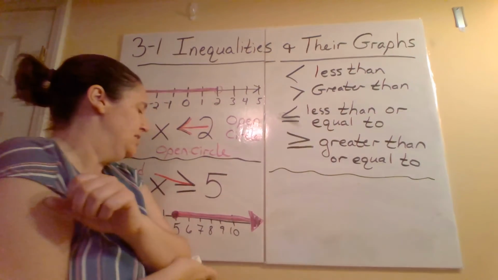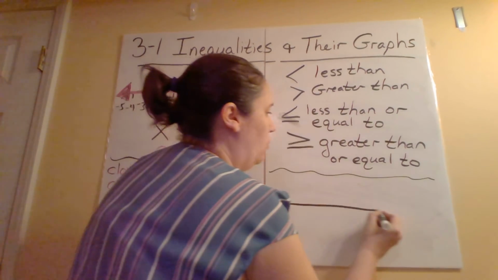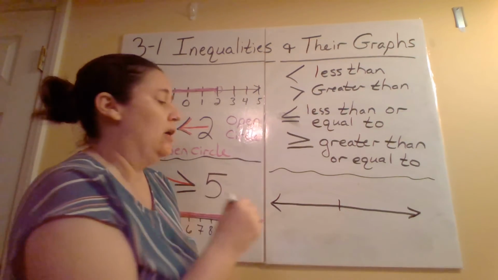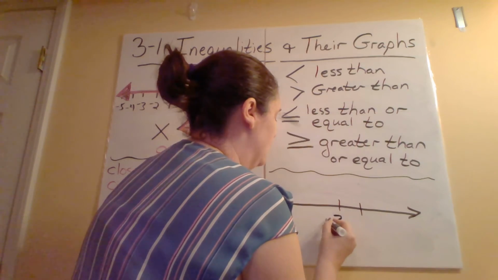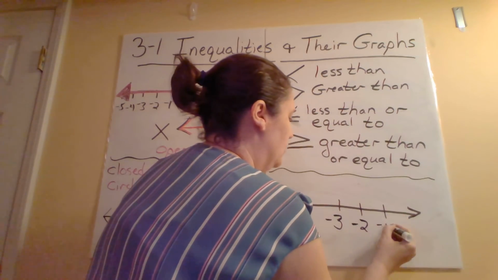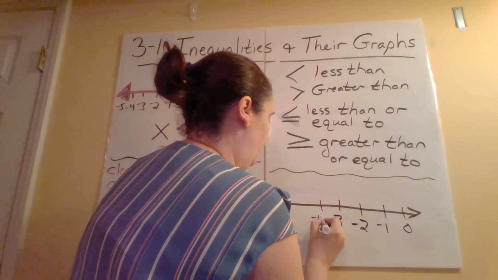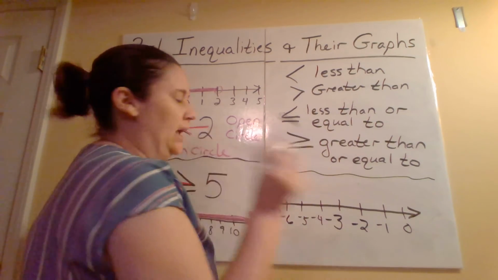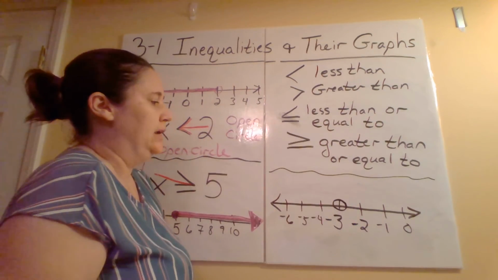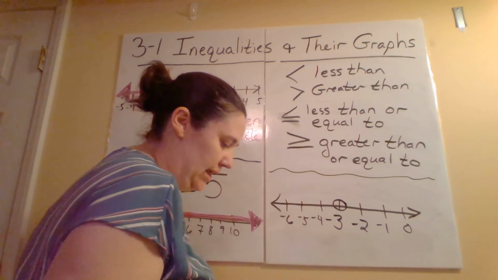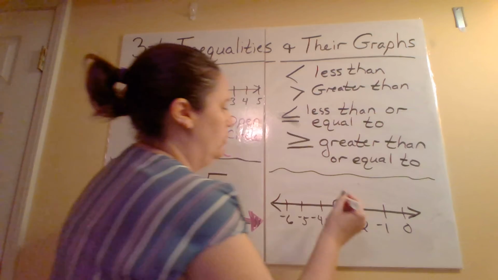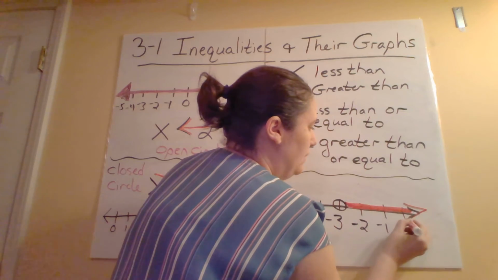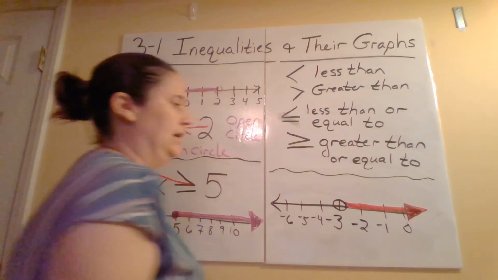I want you all to tell me what inequality this graph represents. I'm going to draw a graph, and I want you to think about what inequality it represents. Let's make that -3, -2, -1, 0, -4, -5, -6. And I'm going to put an open circle at -3, and I'm going to draw a line that goes to the right. And I want you to tell me what inequality this represents.